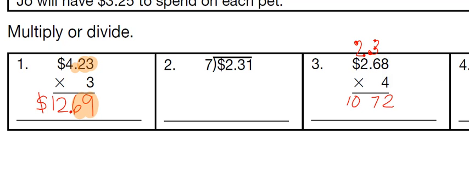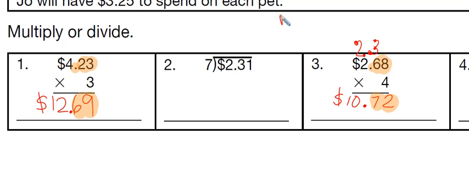Now you have to make sure you put your decimal in the right spot. So again, since this decimal is 1, 2 spots over, we're going to do the same thing on the bottom. 1, 2 spots over, 2 decimal places over, and we put our decimal and our dollar sign. So the answer was $10.72.